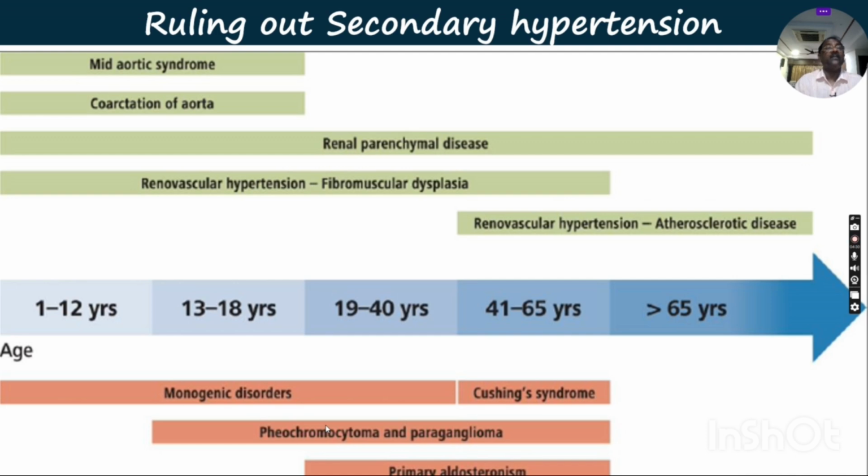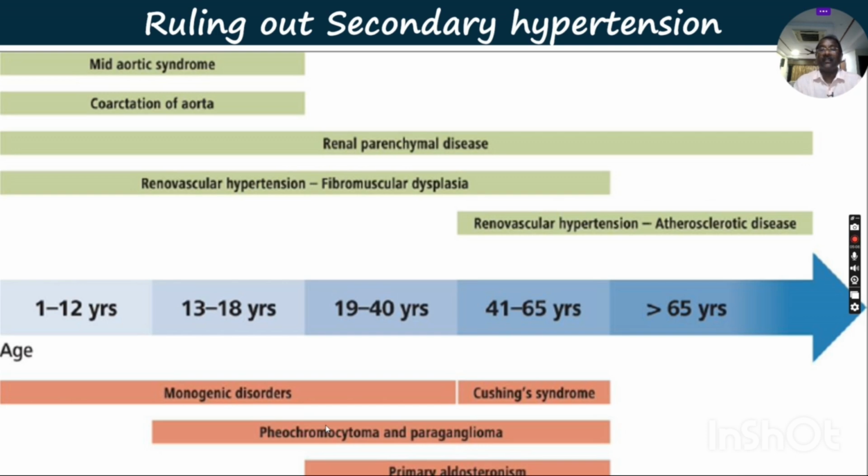See, up to 20 years, aortic syndromes or coarctation of the aorta, or renovascular hypertension like fibromuscular dysplasia, or monogenic disorders, some genetic disorders, some pheochromocytomas. So these are very common in this young age group. And between 20 and 40 years of age, the renal parenchymal disease or renovascular hypertension like fibromuscular dysplasia, monogenic hypertension, so genetic hypertension, or endocrine hypertension like pheochromocytoma, paraganglioma, primary aldosteronism. So these are the common ones.